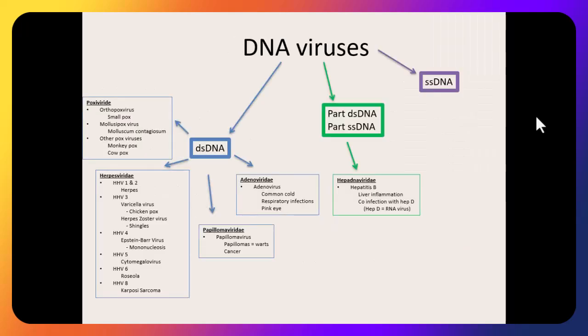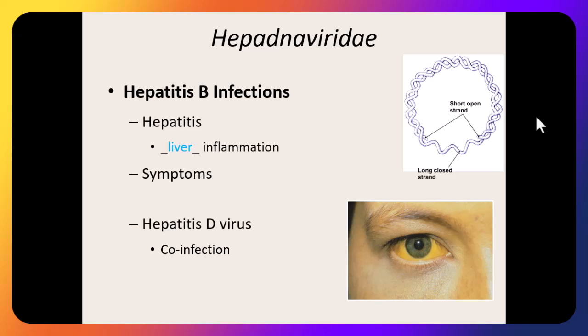Now, moving on, we just have two more groups. It's our part double-stranded DNA, part single-stranded DNA. In its replication, it's got a little bit of both, which is unique. And it's a hepadnaviridae. Anything that has hepat or hepad deals with which part of the body? The liver. So this is one of the hepatitis viruses. In my notes, there is hepatitis A, B, C, D, and E that we will talk about.